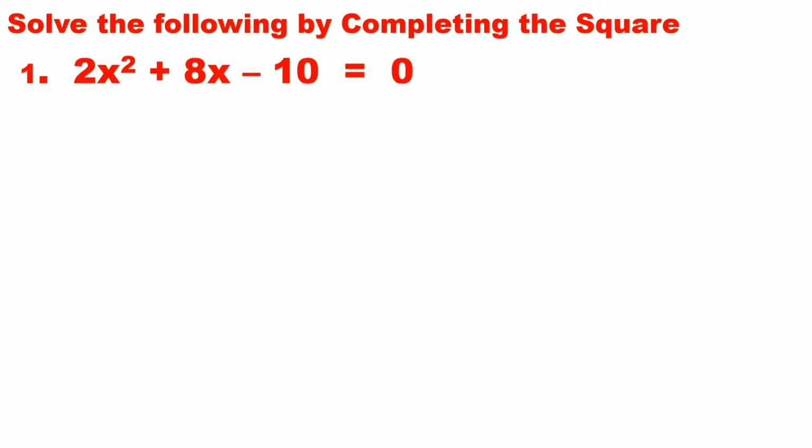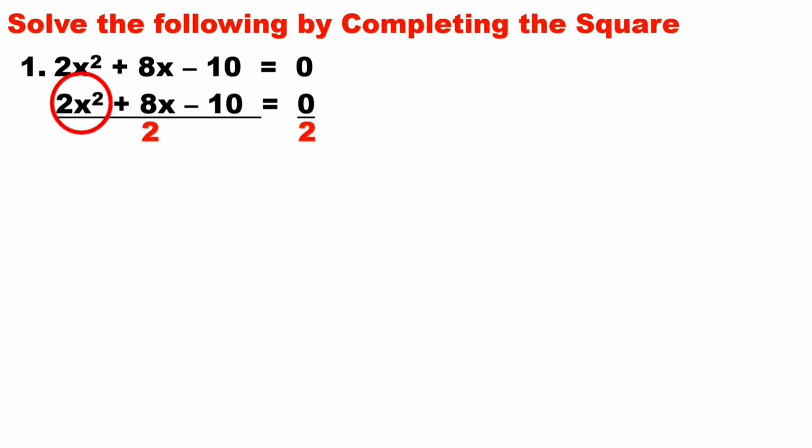Problem number 1. Solve by completing the square. 2x squared plus 8x minus 10 equals 0. First to do is to remove the coefficient 2 on the first term.